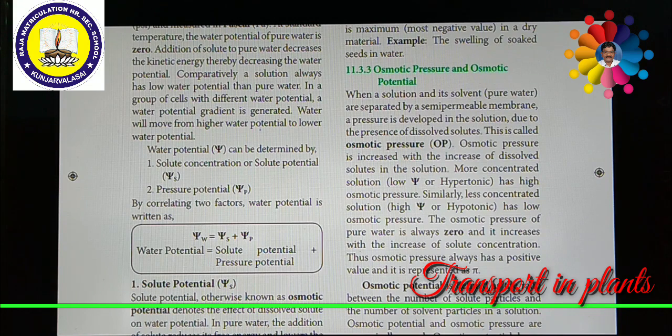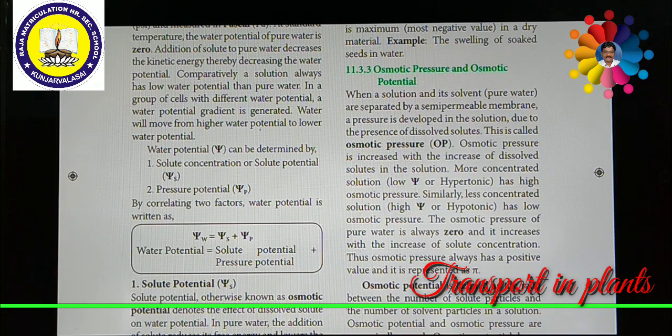Then iso. What is isotonic? Iso means identical, tonic means solute. It refers to two solutions having equal or the same concentration. In this condition, the net movement of water molecules between them is zero. This is called an isotonic solution. So solutions are differentiated into three types, namely hypertonic, hypotonic, and isotonic.